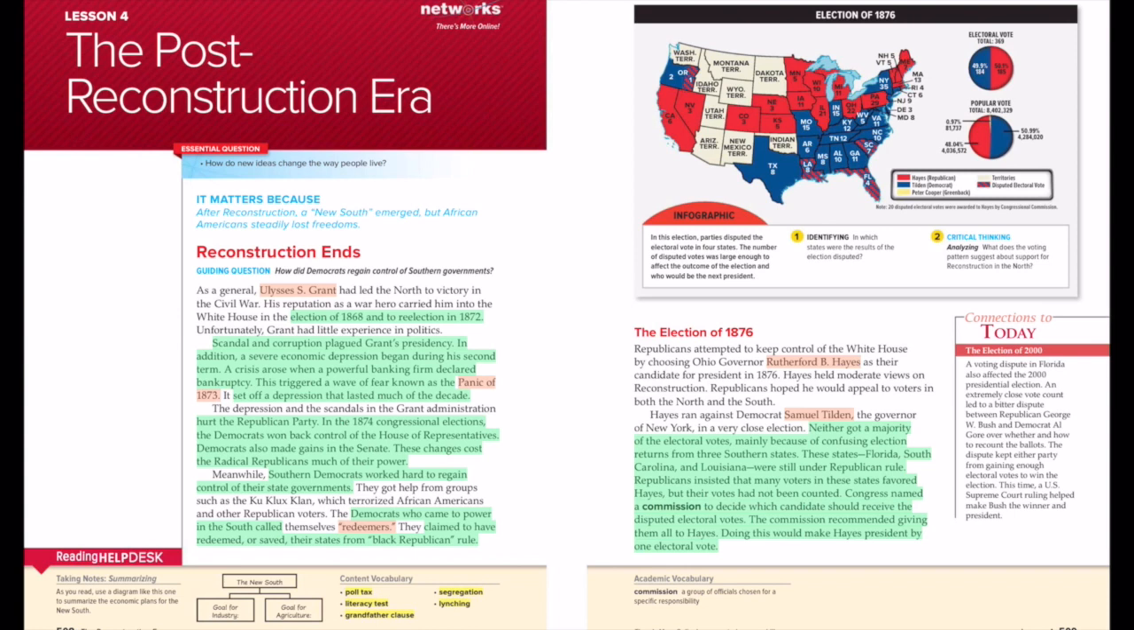All right, and then the election of 1876, presidential election, Rutherford B. Hayes runs for the Republicans, and he is more moderate, so they're hoping that that will make sure that they get enough votes. And then Samuel Tilden ran for the Democrats.